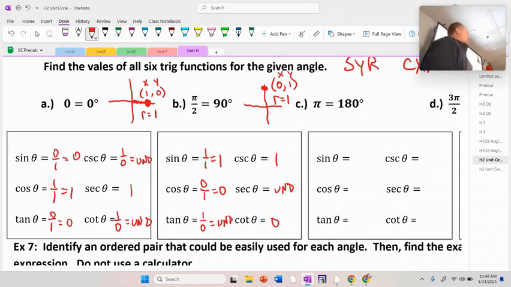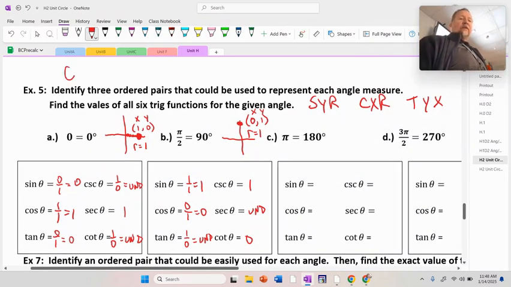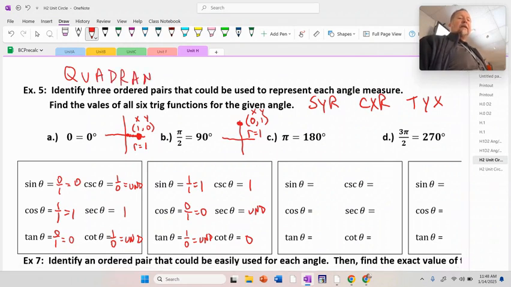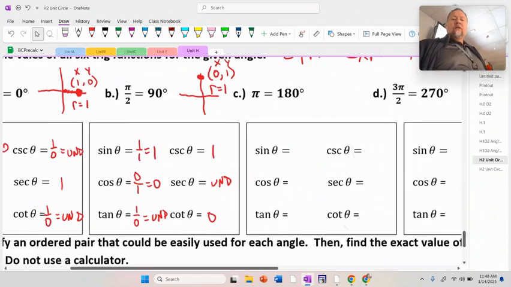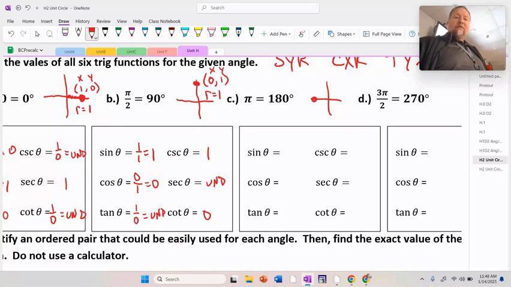These are called quadrantals. When you land, let's put that word up here, these are all quadrantal angles. When you land on an axis, you're not in a quadrant. These are quadrantal angles, and they have their own special trig. All right? Quadrantal angle section. Because where's 180? Up, down, right, left. Left is what we're saying.